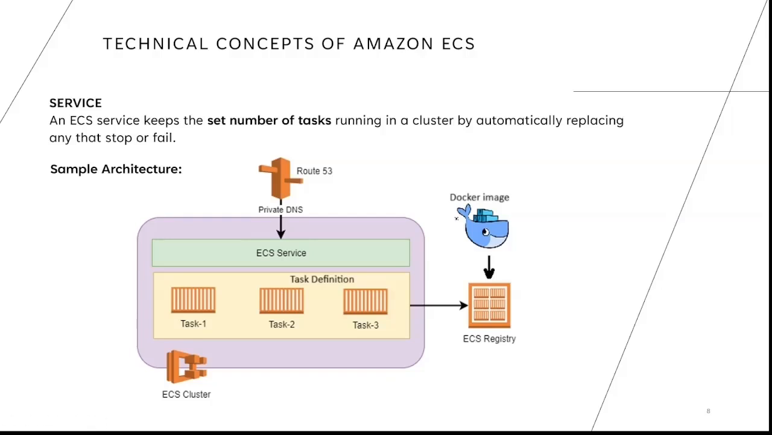And of course, these tasks are the ones that will run those task definitions. And of course, the ECS service keeps the set number of tasks running automatically. So if a task has failed, the goal of this service is to replace it. Let's say task 1 fails, the ECS service will trigger or notify that you need to replace task 1.